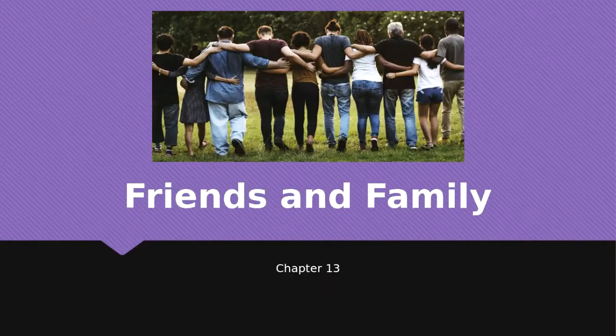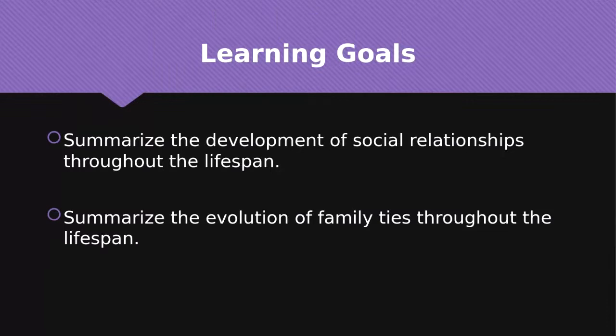So today we're going to summarize the development of social relationships throughout the lifespan, as well as summarize the evolution of family ties throughout the lifespan. As usual, I'm not going to be able to talk about everything that's in the textbook, so we're just going to go over a couple things here or there, starting with friendship.